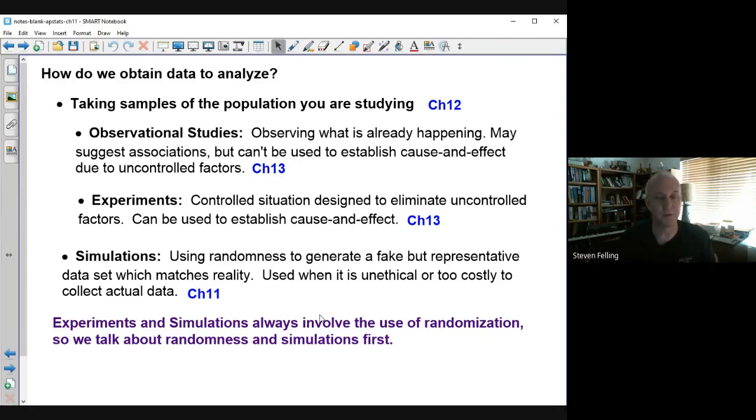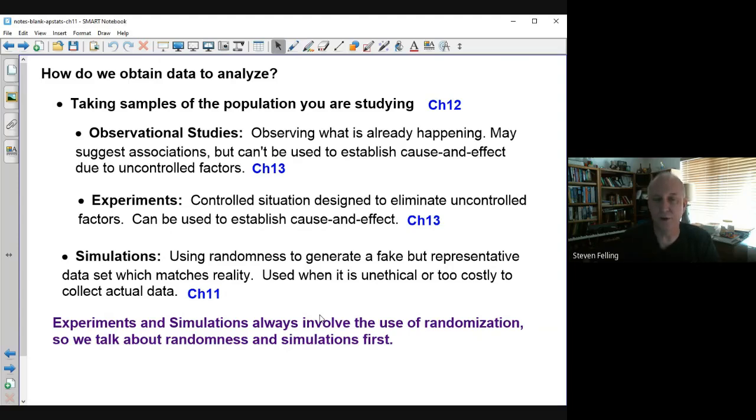And an experiment is more strictly controlled, and because it's more strictly controlled, that's the only way that you can use your data to establish a cause and effect relationship. So we'll talk about the differences between studies and experiments in Chapter 13. We'll talk about the data collection methods in Chapter 12 and the various biases that can result if we don't collect things correctly. We'll talk about different sampling techniques.